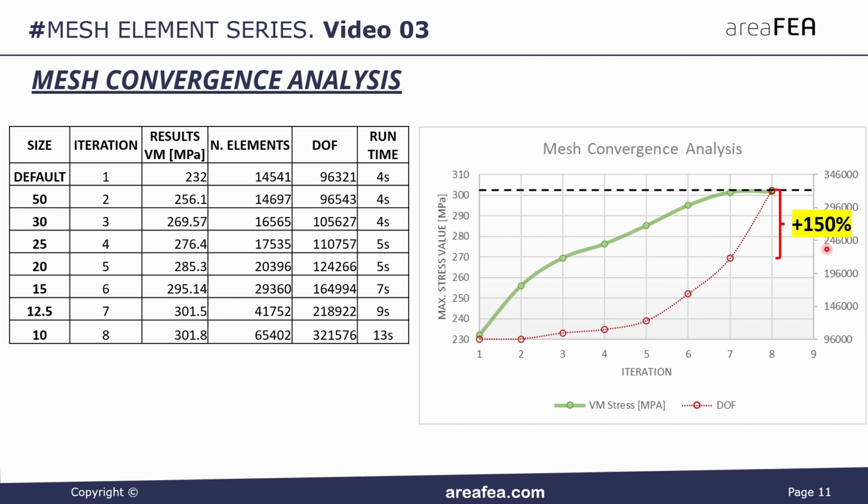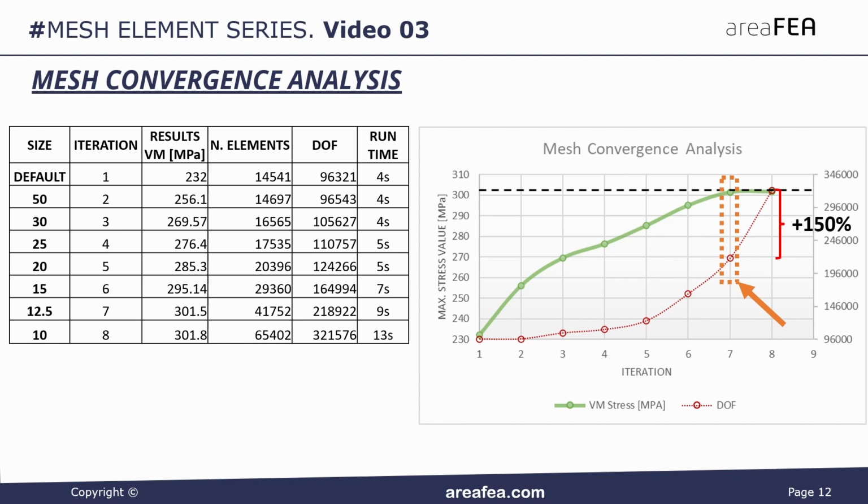We are talking about 150% of increase. And this is what we are going to save during the development process of this project because of this convergence analysis. Therefore, we can conclude that we obtained the optimal size of our mesh, which corresponds to iteration number 7. Interesting, right?